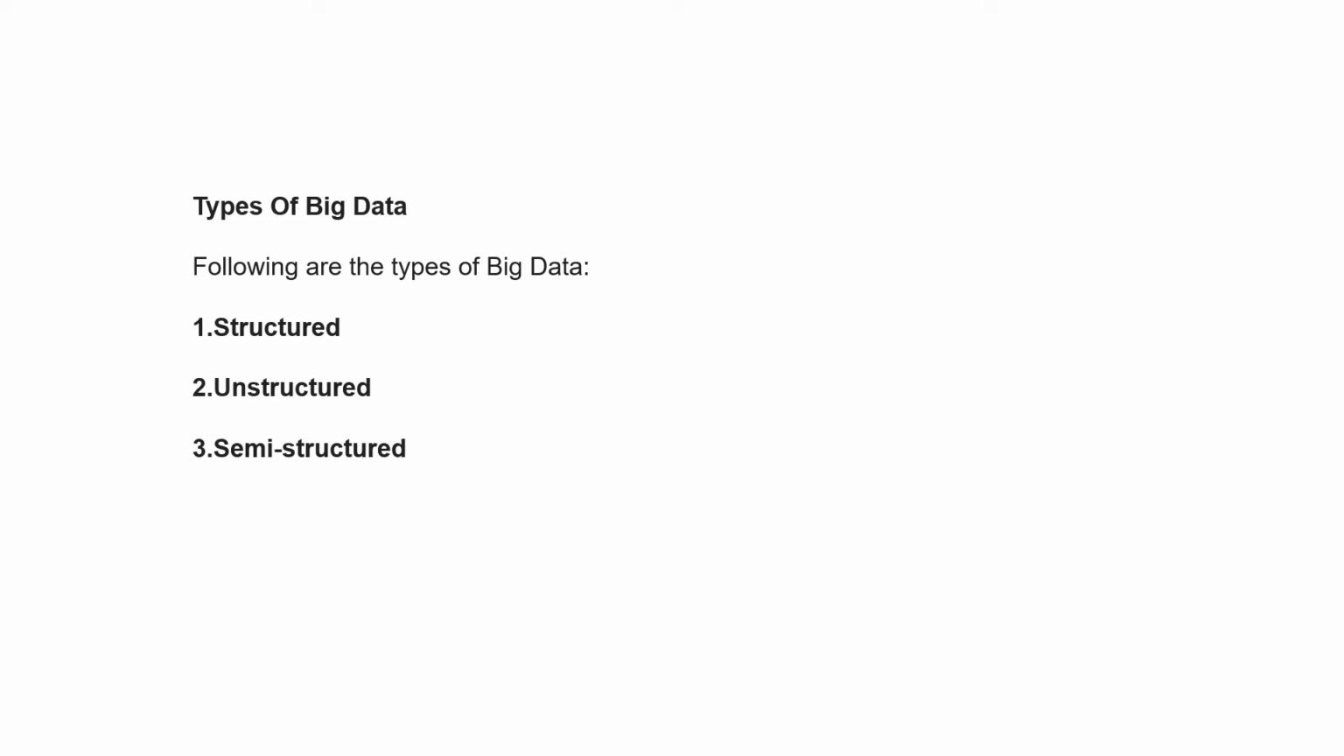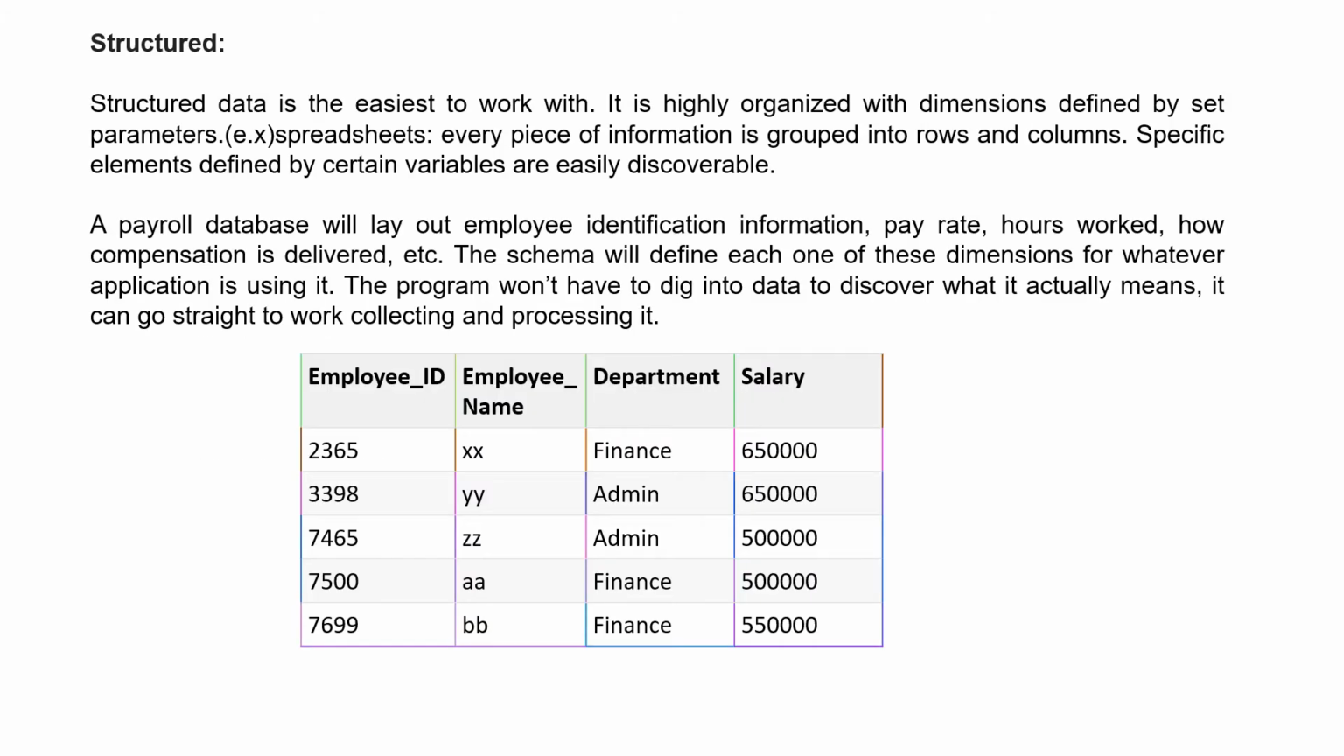Next, we can see the types of big data. There are three types of big data. We can say structured, unstructured, and semi-structured. First, we can see the structured category of big data.